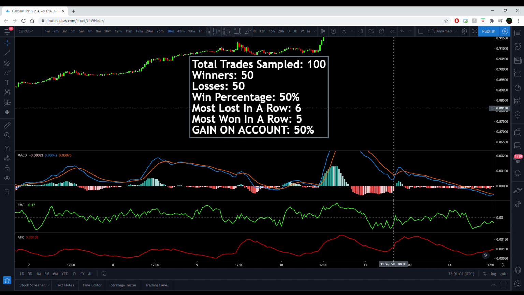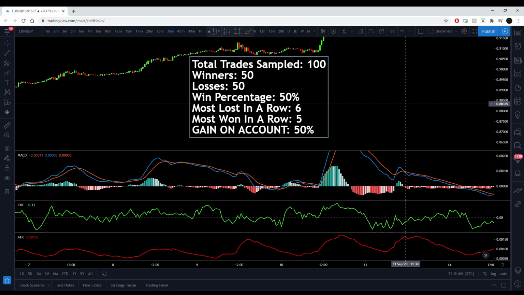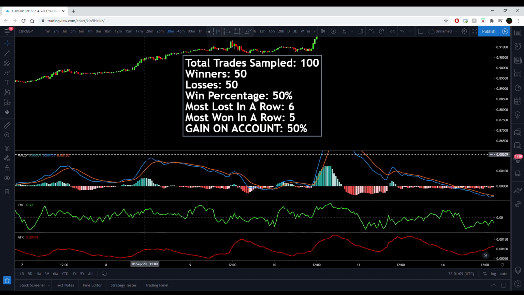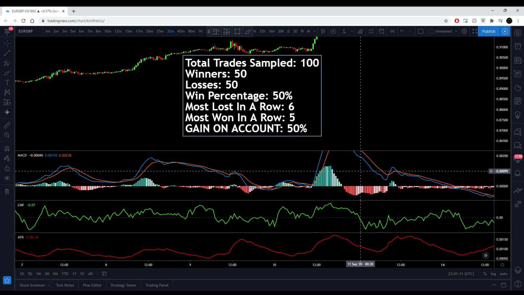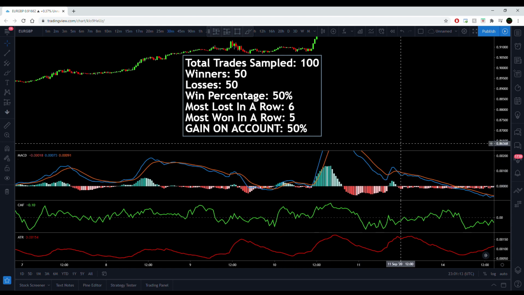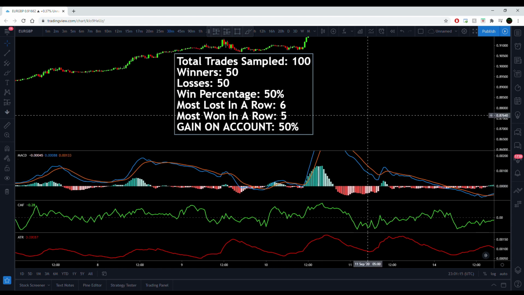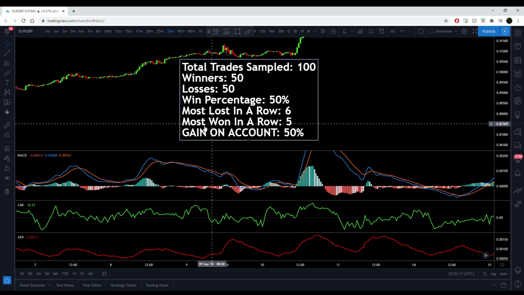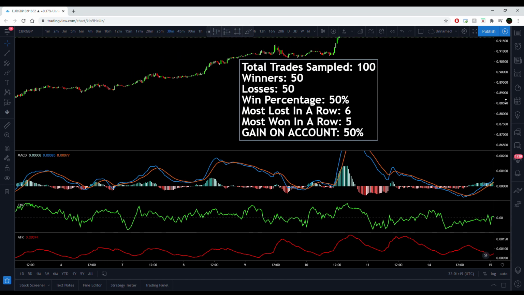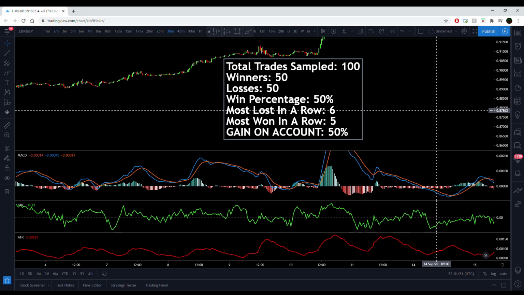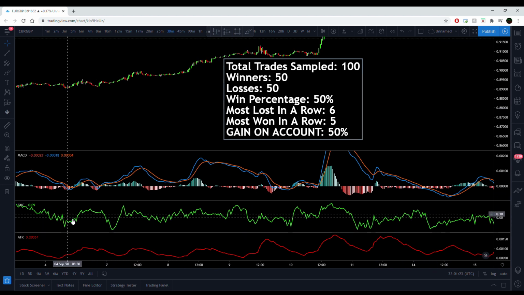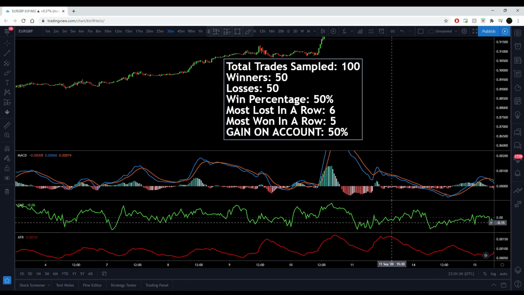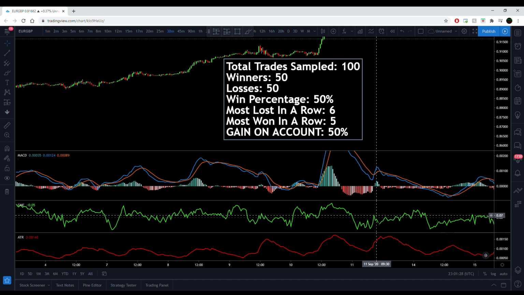But I want you to go out and test different things. Like maybe you could change the settings on the MACD to give you earlier entry signals or better entry signals. Maybe you can add in a moving average as another filter. Maybe you can add in a different volume sort of indicator that performs better than the Chaikin money flow.